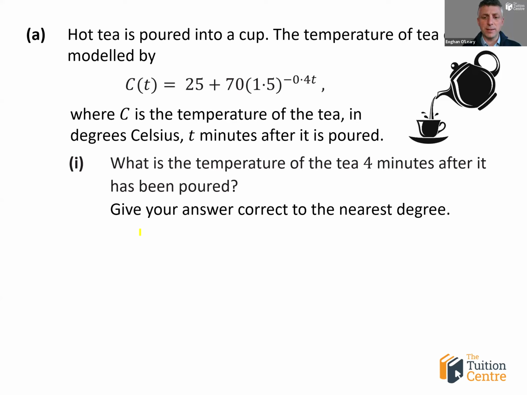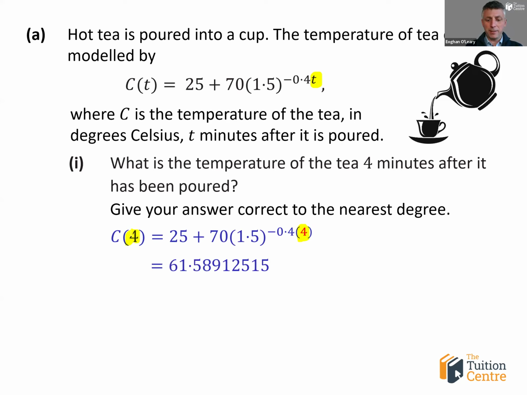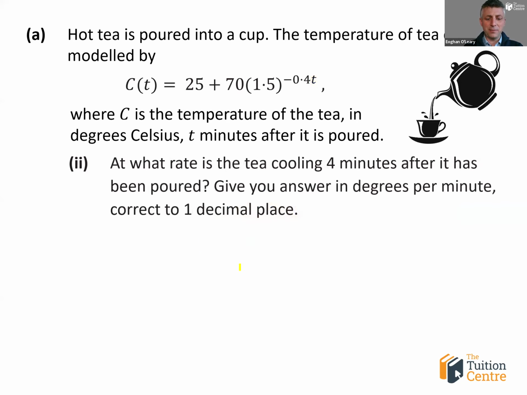So it's obviously a very straightforward question to begin with. You're just subbing in 4 for the letter T, and you get your answer, and correct to the nearest degree is 62 degrees Celsius. So you do obviously need to round it correctly, and you want to put in your unit just to make it clear that you know what's happening. So 5 marks for that, an easy 5 marks.